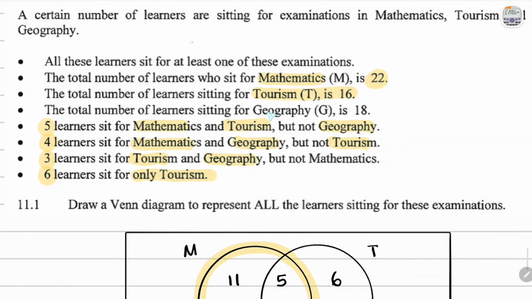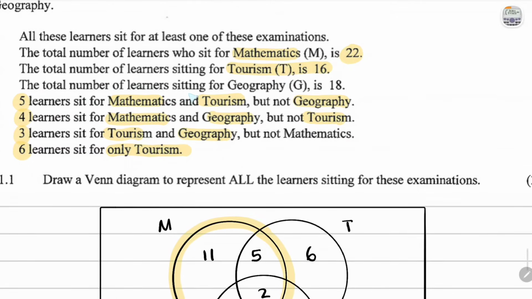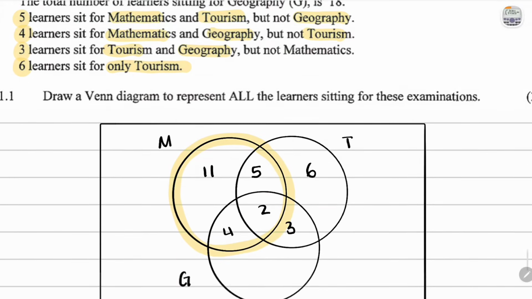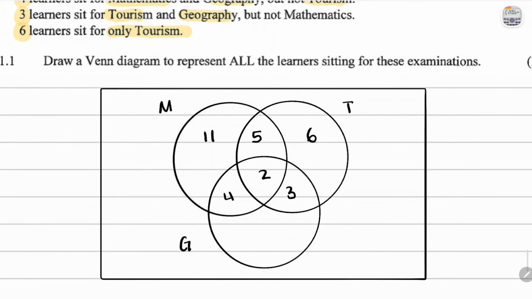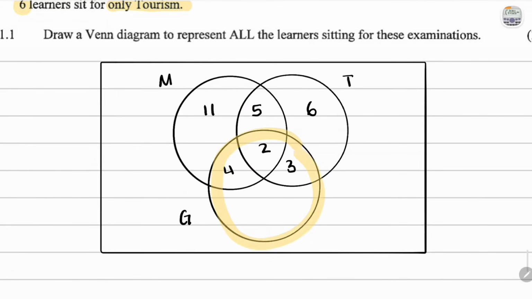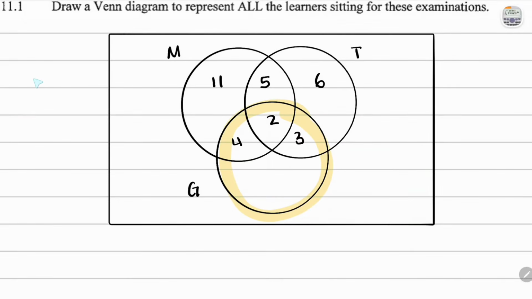Then lastly, we'll deal with geography. So the total number of learners sitting for geography is 18. Total number. So the entire circle of geography adds up to 18. So that's 18 minus 3, which is already 15. Then minus 4, which is 11, and minus 2, which is 9. Okay, so that's 9 over here. And okay, our Venn diagram looks good.